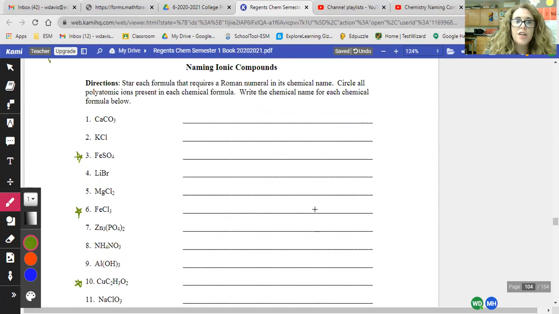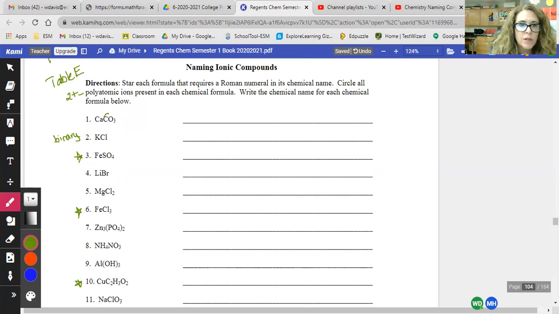All right, so I starred our formulas that need a Roman numeral. Now we're going to circle all the polyatomic ions, which remember, if I have poly, that means I'm going to have 2 or more elements in my formula. Because if it's only 2, then we call this one a binary compound. So if it has more than 2 elements, it's going to have a polyatomic ion. And I need to circle it. I want to find what matches on table E of your reference tables. We need table E and your periodic table for these things.